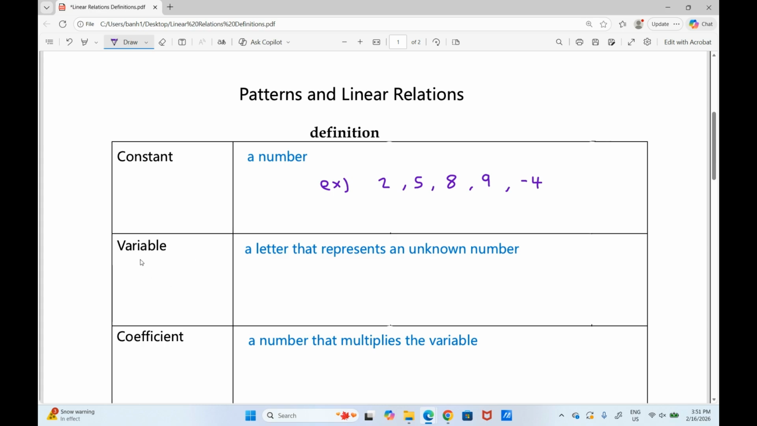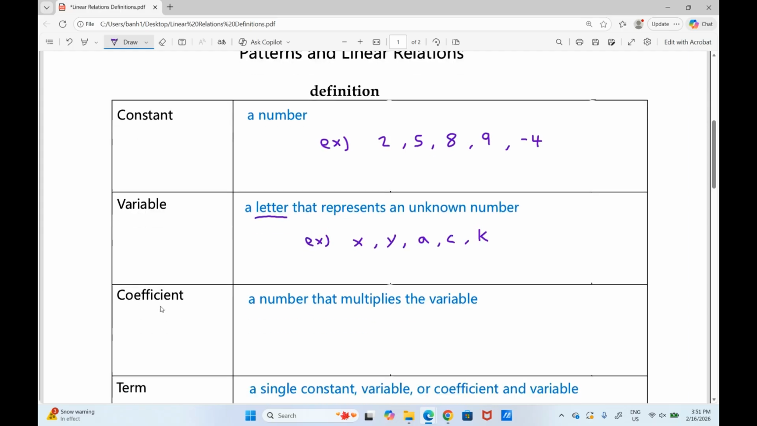Now, variables are just letters that represent an unknown number. We can also use symbols to represent them, but for simplicity, we're going to use letters. So an example would be x, that's a very common example, y, a, c, and k. These are examples of letters used to represent an unknown number.